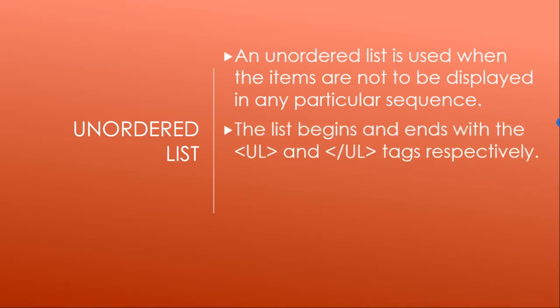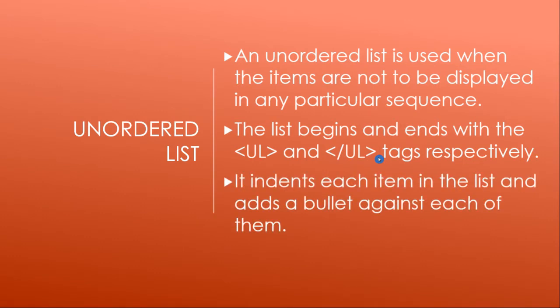The list begins and ends with the tag ul and the close tag of ul. These are the tags which are used to specify the unordered list. This is the open tag and close tag, and within these open and close tags we give our list items. It indents each item in the list and adds a bullet against each of them. Whenever we write a list, we always give some bullets or numbers, but in an unordered list we always use only bullets. We will not use numbers, because it need not be specified in the same order.